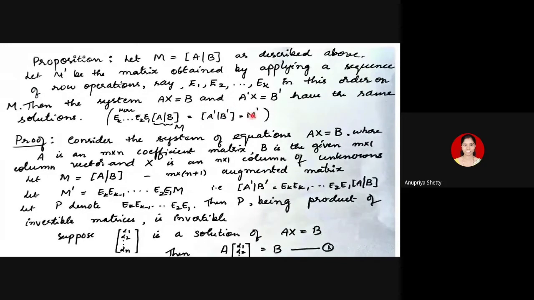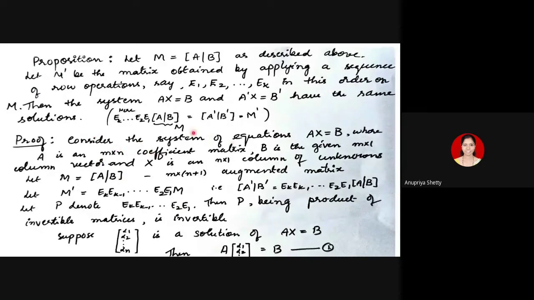So M dash is what? M dash is the matrix which you obtain after performing row operations on M, or equivalently, after multiplying M on the left by this product. What is the product? Ek into Ek minus 1, etc., E2 into E1 into M is nothing but M dash. First, I have written what is given in the proposition.